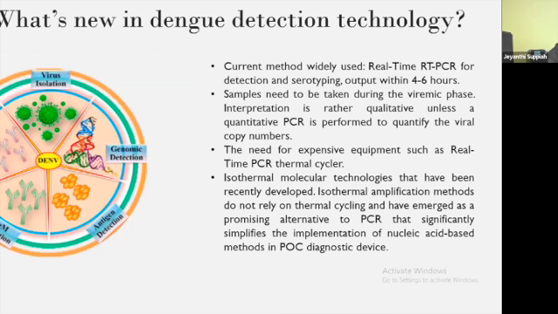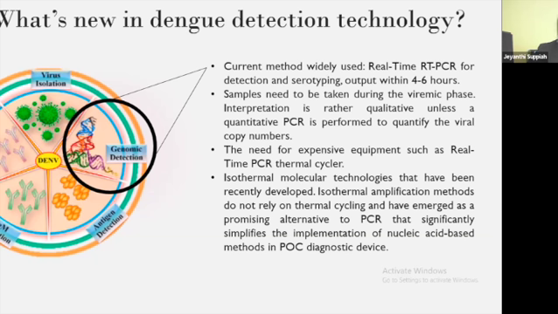Right. So what about genomic detection? The current method widely used in genomic detection of dengue is real-time RT-PCR and serotyping, and the output can be obtained within 4 to 6 hours, including the extraction of the nucleic acid, the amplification process, and the interpretation of the result. Samples, however, need to be taken during the viremic phase. So if it surpasses the viremic phase, you will not be able to detect the dengue virus using this technique.